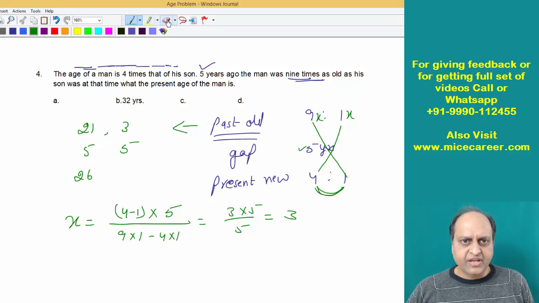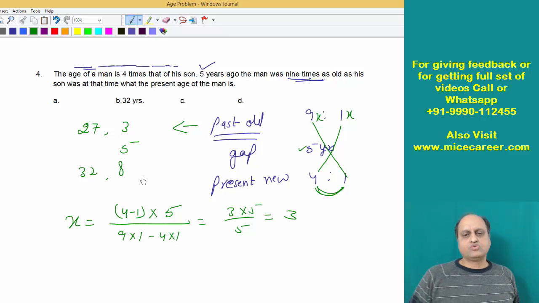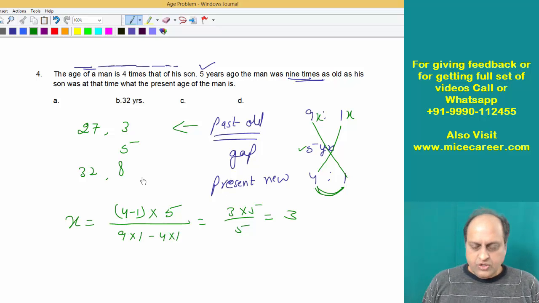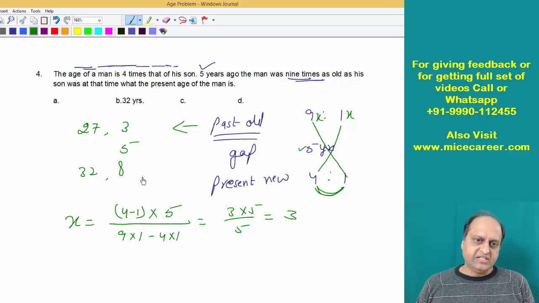The gap is 3. Sorry, I made a mistake. 9 3s are 27. And gap is 5. So you get 27 plus 5, 32. 5 plus 3, 8. Now you can see the ratio is 4:1. How fast you can do it? You have at least saved 45 seconds, 50 seconds in doing such problems.